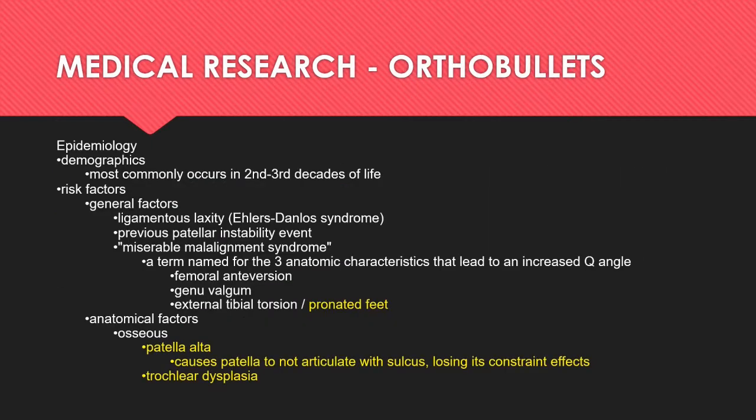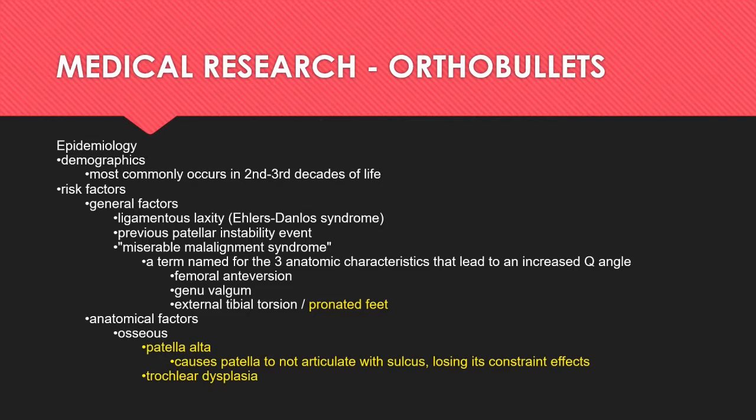So the medical research conducted at OrthoBullets tells us a little bit about the epidemiology of patellar instability as it relates to patellofemoral pain and patellofemoral degenerative changes. OrthoBullets tells us that this patellar instability occurs most commonly in the 2nd and 3rd decades of life. So that doesn't particularly relate to our examinee who's in her 6th decade of life.